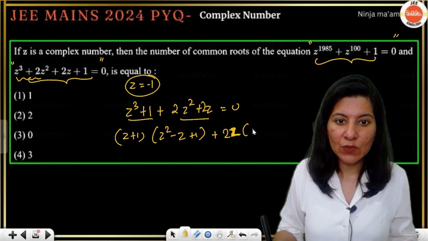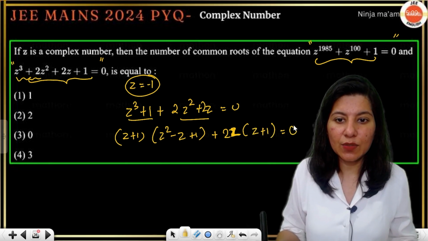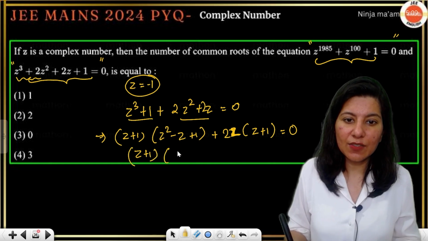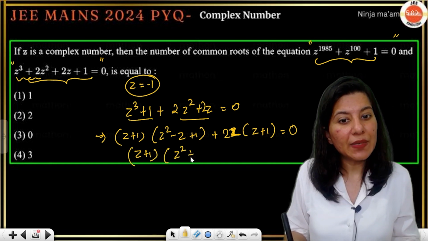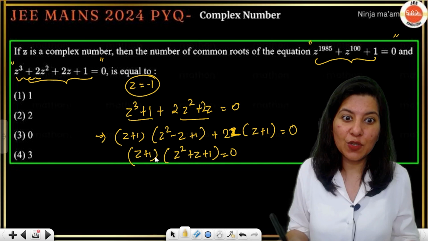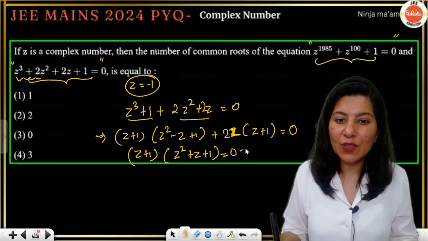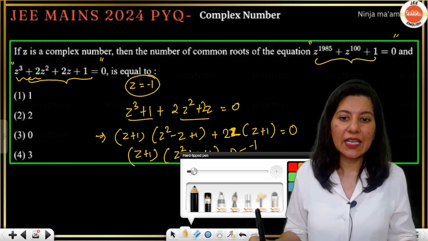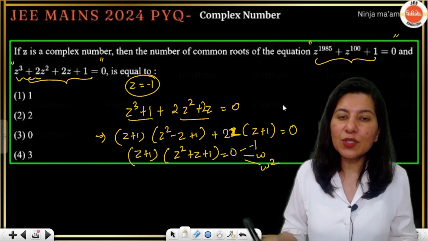2z common. So this is z plus 1 equals to 0. Z plus 1 if you take common, this is going to become z square plus z plus 1 equals to 0. Clearly, there are 3 roots of this equation, -1, omega and omega square, right? Now, number of common roots, so 3 roots hai.